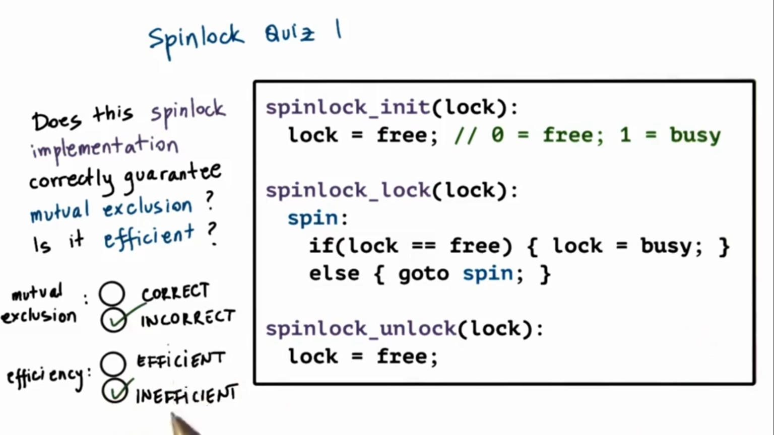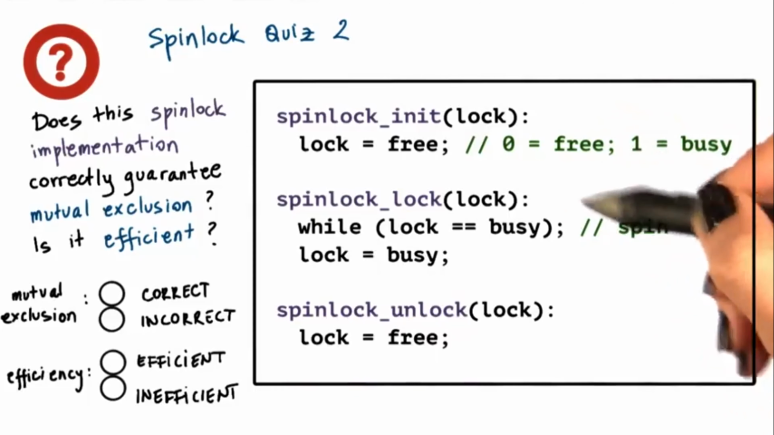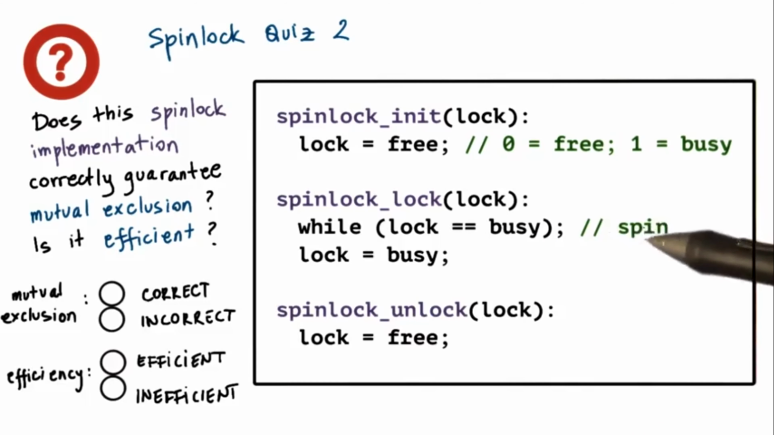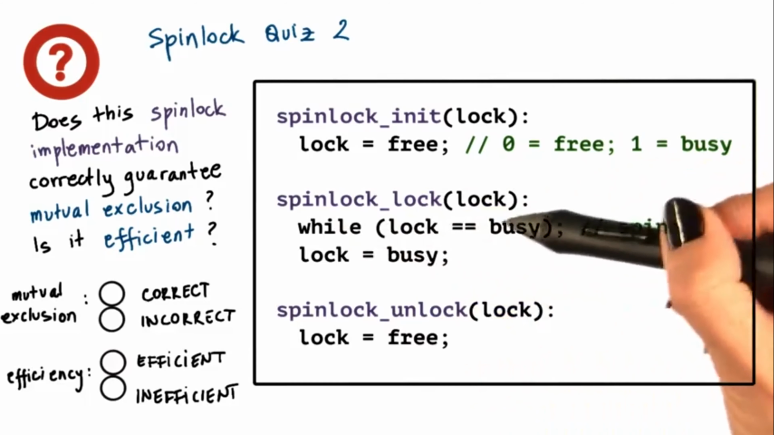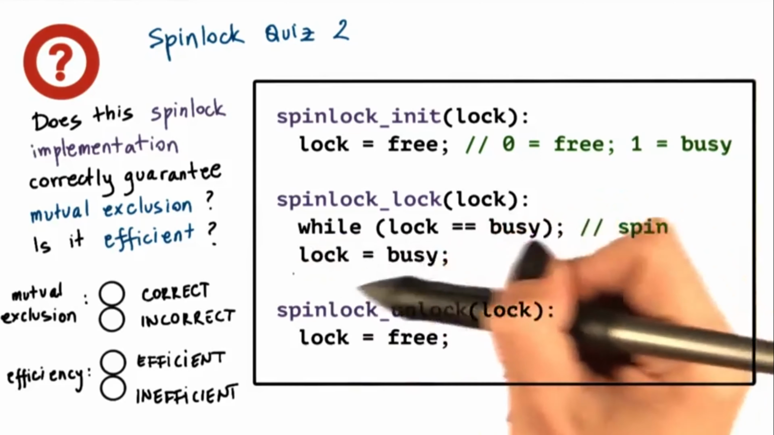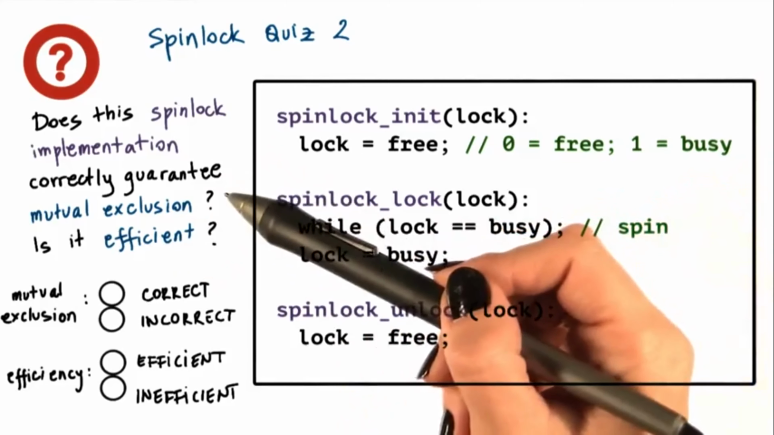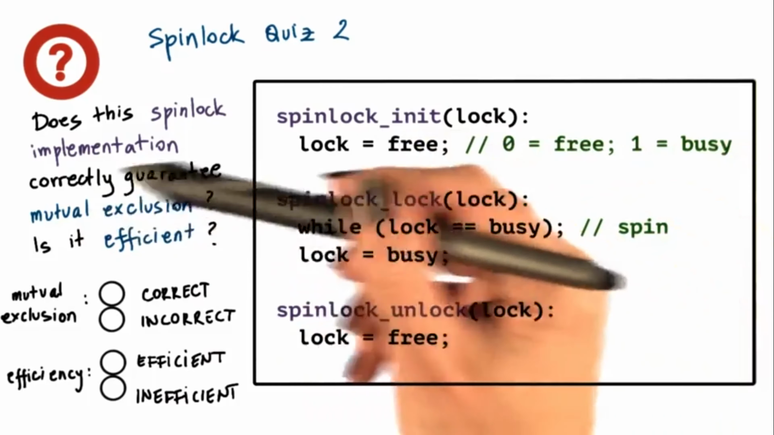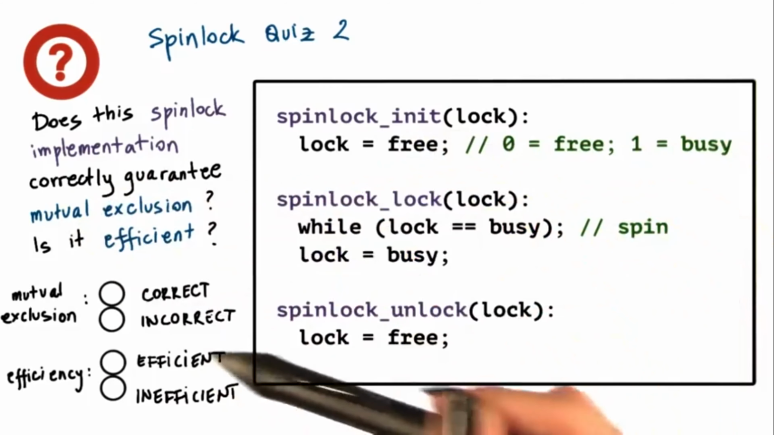Here's another slightly different version of the same implementation that avoids the go-to statement. As long as the lock is busy, the thread will keep spinning. It will remain in this while loop. At some point, when the lock becomes free, the thread will exit from this while loop, and it will set the lock value to busy, so as to acquire it. Now answer the same question as in the previous quiz. Is this implementation of a Spinlock correct in terms of its ability to guarantee mutual exclusion? And also, is this an efficient implementation?